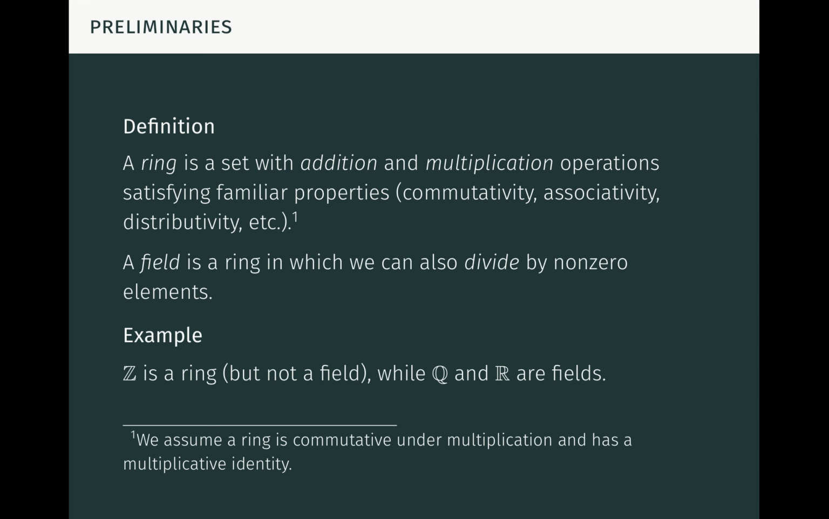So for example, Z, the set of integers, forms a ring under ordinary addition and multiplication. But it's not a field, because 2, for example, doesn't have a multiplicative inverse in the integers. In other words, 1/2 is not an integer. On the other hand, the set Q of rational numbers and the set R of real numbers form fields under ordinary addition and multiplication, because there we can divide by non-zero elements.